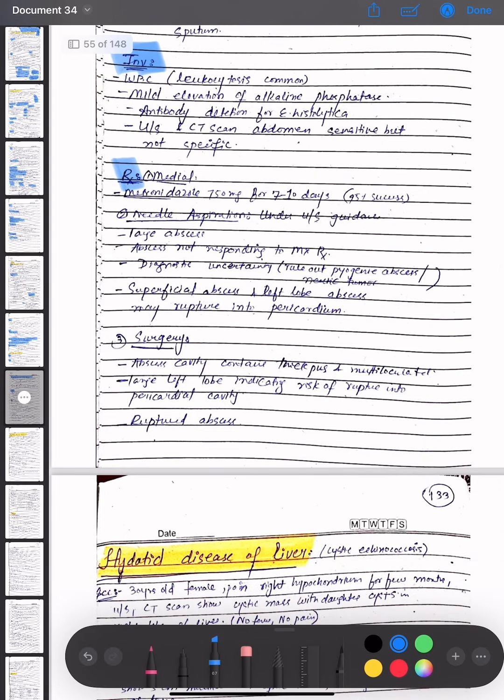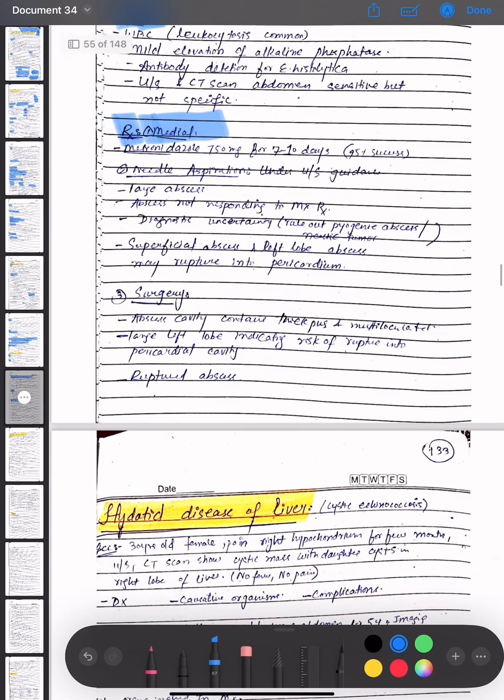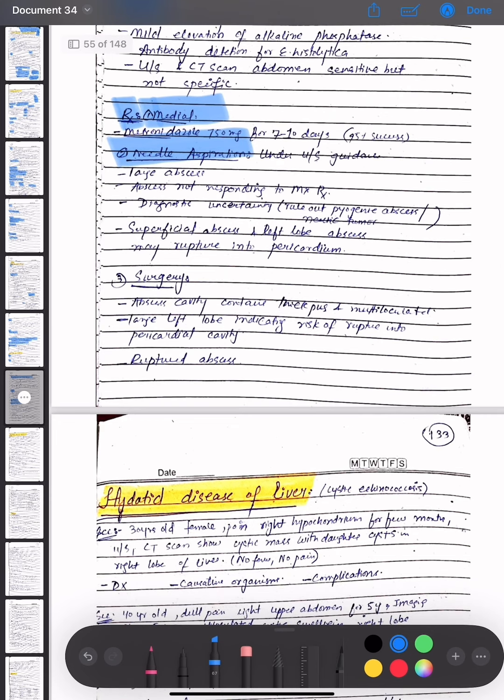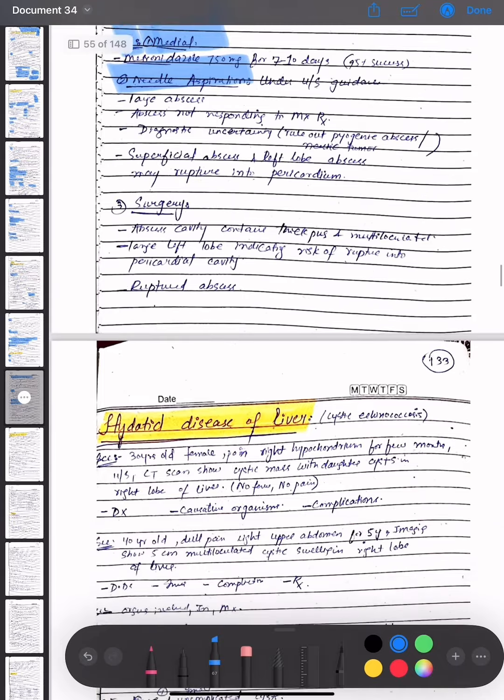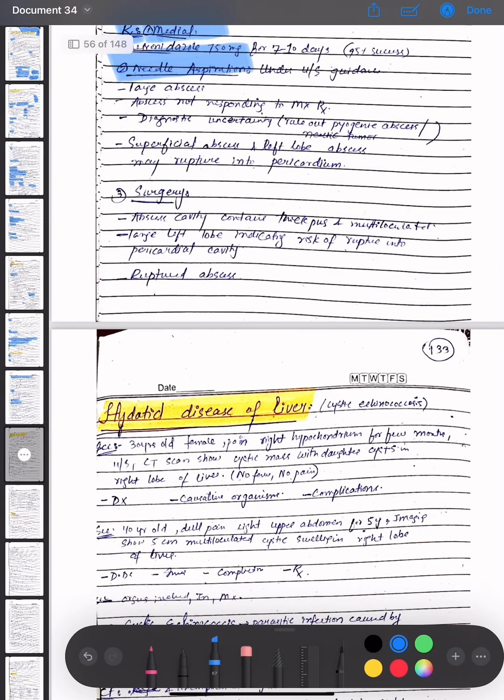These are medical: metronidazole 750 mg for 7 to 10 days, with 95% success. Then needle aspiration is done under ultrasound guidance for a large abscess not responding to medical treatment, for diagnostic uncertainty to rule out pyogenic abscess or tumor, and for superficial abscess and left lobe abscess, which may rupture into the pericardium. Surgical treatment is for an abscess cavity containing thick pus; a large left lobe abscess indicates risk of rupture into the pericardial cavity, and then the ruptured abscess.